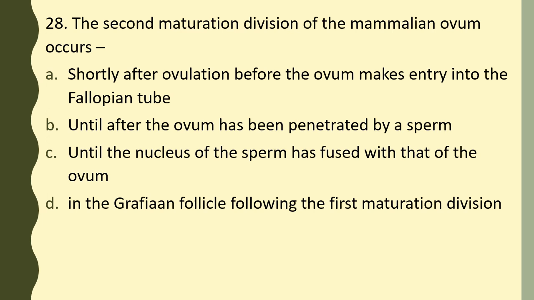Question number 28. The second maturation division of the mammalian ovum occurs shortly after ovulation, before the ovum makes entry into fallopian tube, until after the ovum has been penetrated by a sperm, until the nucleus of sperm has fused with that of ovum in Graafian follicle following the first maturation division. What is the time of the second maturation division in mammalian ovum? Correct answer is option B, until after the ovum has been penetrated by a sperm.